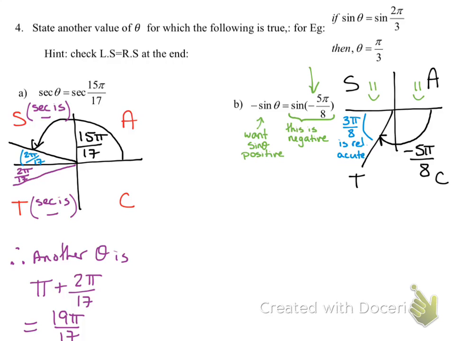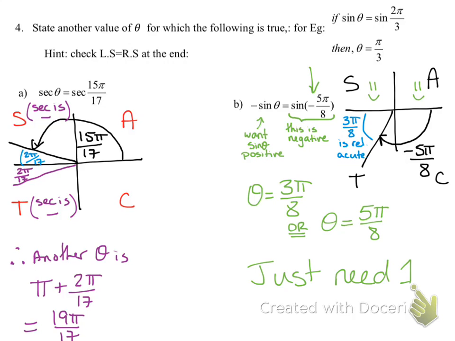So that means that I'm looking for an answer in either the A or S quadrant, because I want sine theta to be positive. So that means theta is either 3 pi by 8 or theta is 5 pi by 8. But you just need one of those answers. You don't need both, but you can give me either one. They're both right. Okay?